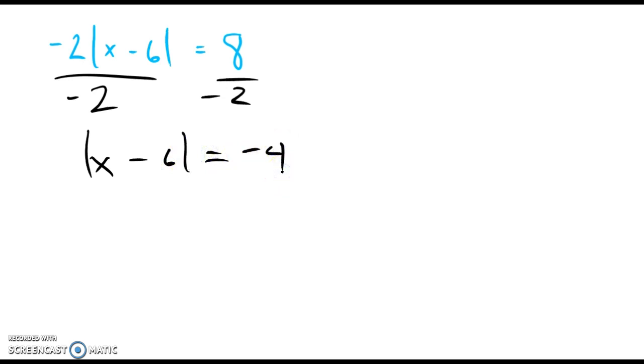Now looking at this, you can never get a negative from an absolute value. And all we have left on this side of the equation is the absolute value. And then we have negative 4 on the other side. That can't happen, that's not possible, so it's no solution.